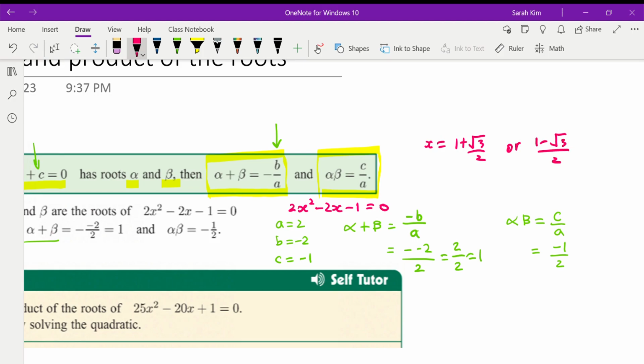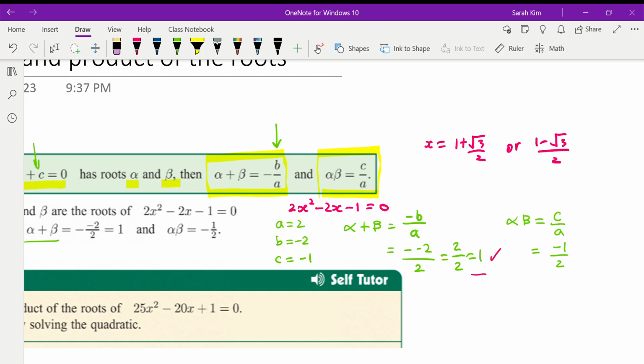So basically, if I add these 2 together, I should get 1. So on the calculator, let me try. So 1 plus square root 3 over 2 plus, make sure you're using fractions, 1 minus square root 3 over 2. I get 1. So I just tried that on my calculator. When I add these 2 together, I did get 1. Okay, so it worked out.